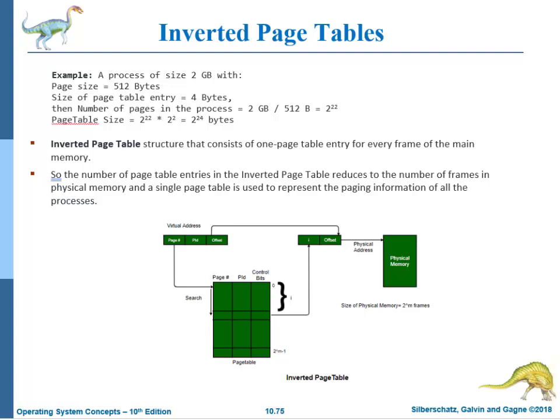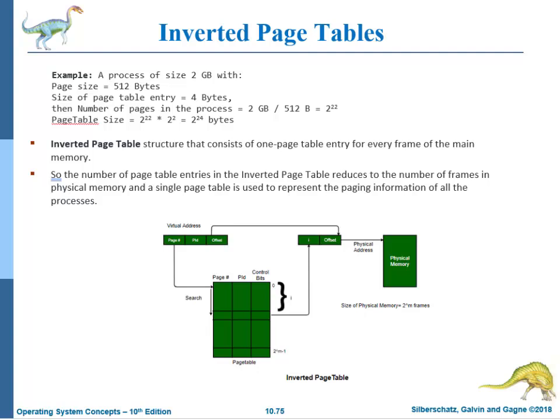Through this example, it can be concluded that for multiple processes running simultaneously in an operating system, a considerable part of memory is occupied by page tables only. So one solution is to use the inverted page table we introduced in Chapter 9. It consists of one page table entry for every frame of the main memory.